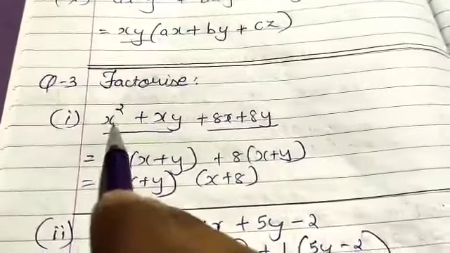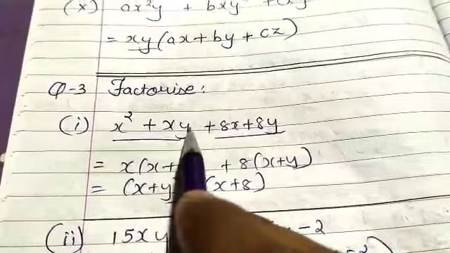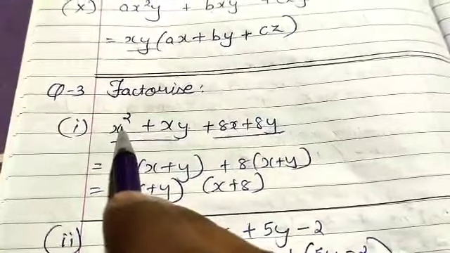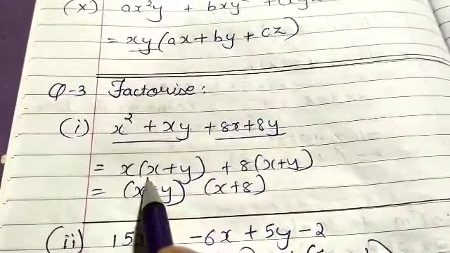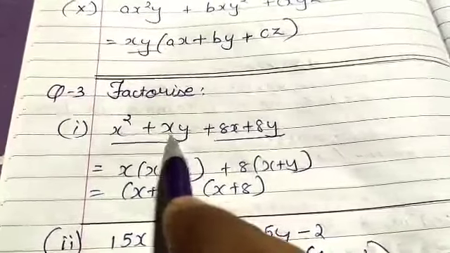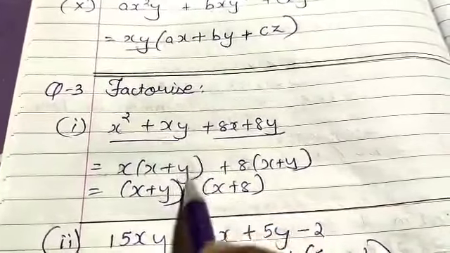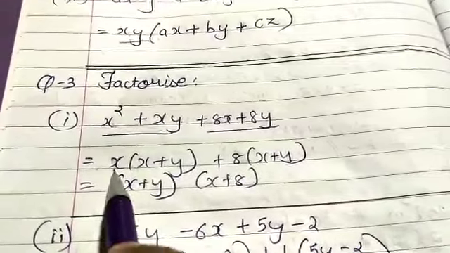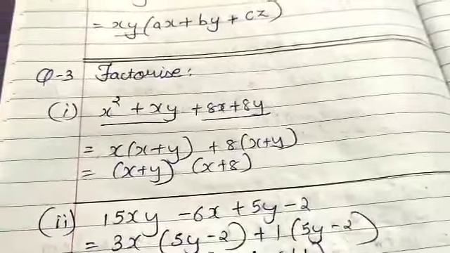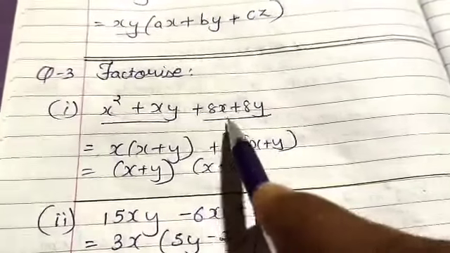So from x² plus xy, x is common. If I take x as a common, from x², 1x will remain inside the bracket, and from xy, x is already taken as a common, so y will remain inside the bracket. So x in bracket x plus y. Whatever value is inside the bracket, the same value you should get in the second expression.